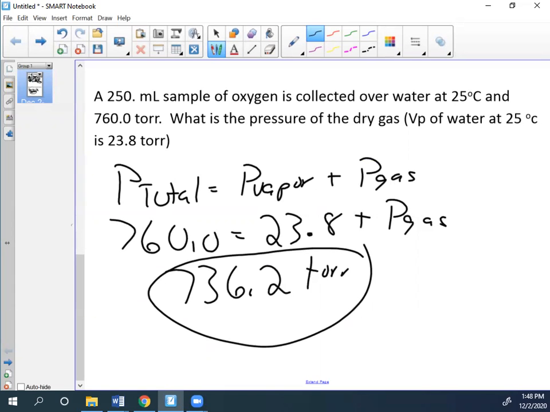Your homework today is a Google Form. The Google Form is a mix of all gases. There are some ideal gas laws, Dalton's law, and some combined gas law. It's a mix of everything.